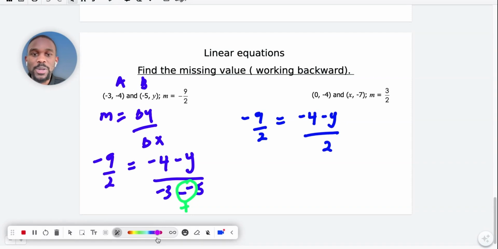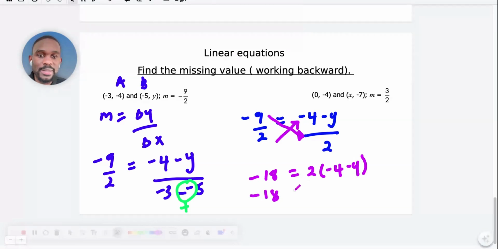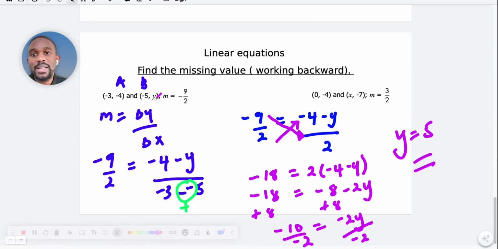So at this point, what will we do? If you remember from one of my first videos, I was teaching you how to cross multiply. So this is a classic example where we can cross multiply. So negative 9 will multiply with 2, getting negative 18, being equal to 2 into brackets negative 4 minus y. So if we distribute, we'll get negative 18 being equal to negative 8 minus 2y, right? So the missing value of y that we're looking for is actually 5. So y is equal to 5 here.